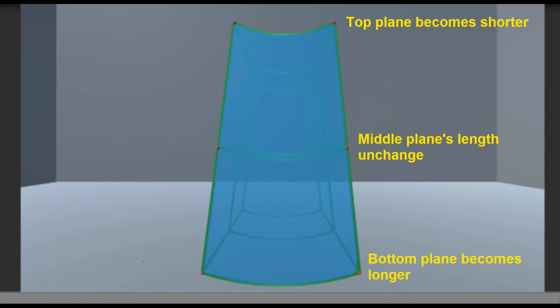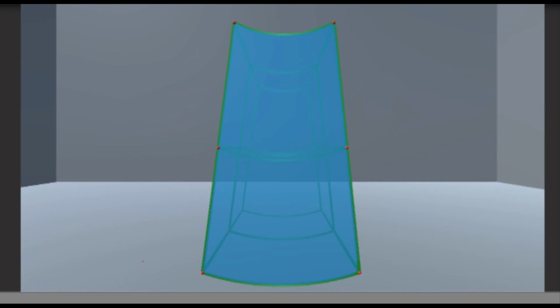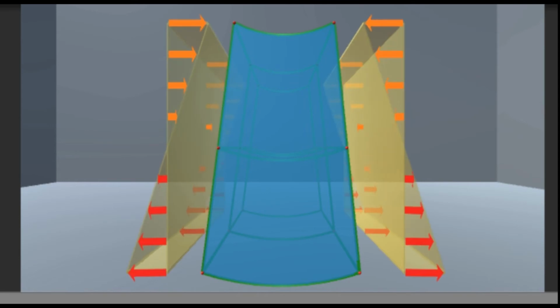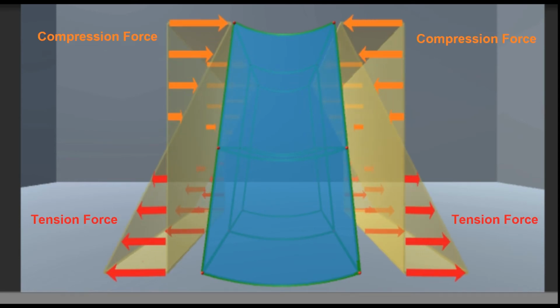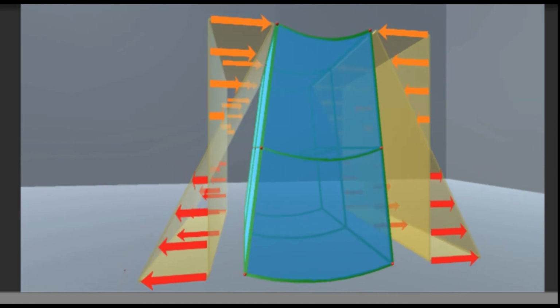So, we may ask ourselves a very important question: why would the top and bottom parts of the beam become longer or shorter? What causes such changes in length? The answer is very simple. Tension force makes things longer, and compressive force makes things shorter. Therefore, we can deduce that there are tension or compression forces acting on this segment.